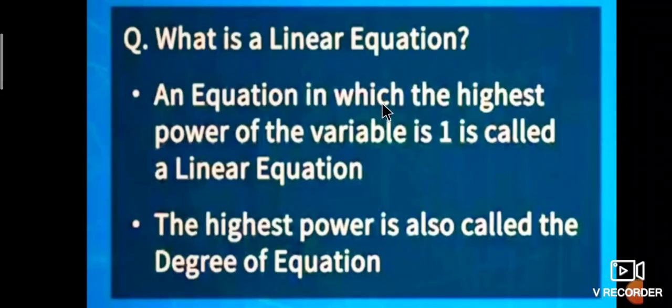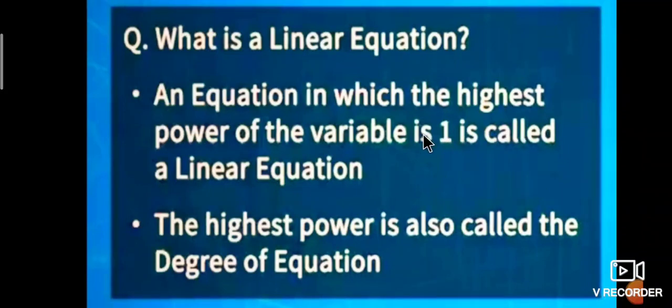An equation in which the highest power of the variable is 1 is called a linear equation. A linear equation in one variable contains only one variable. The highest power is also called the degree of the equation.